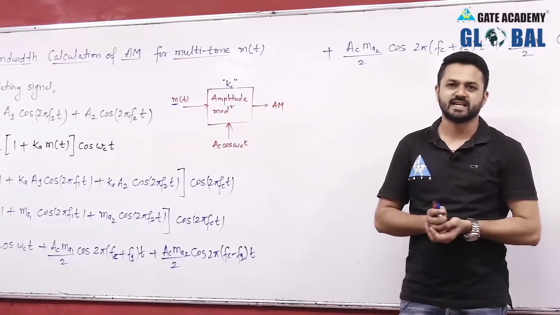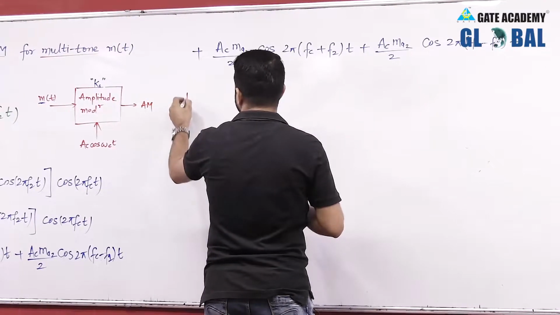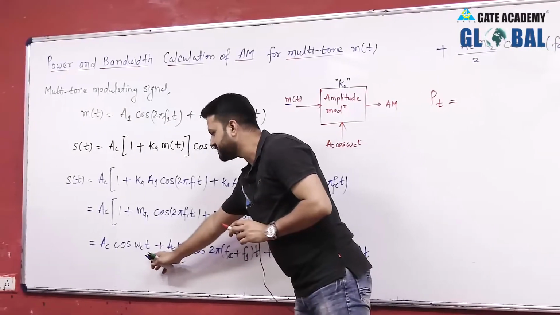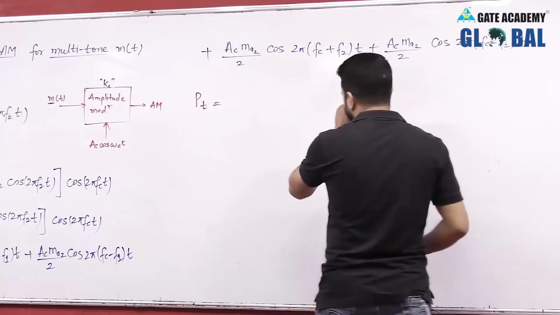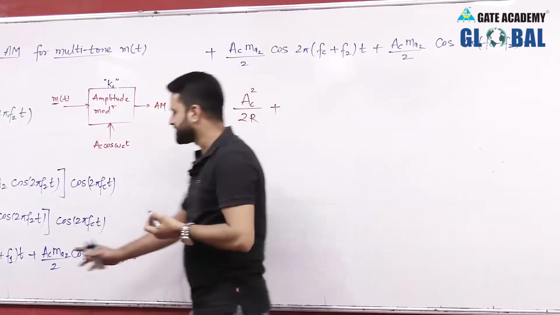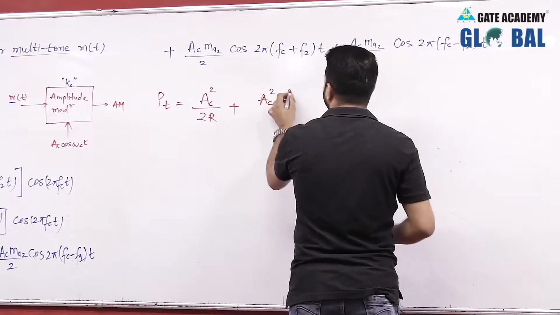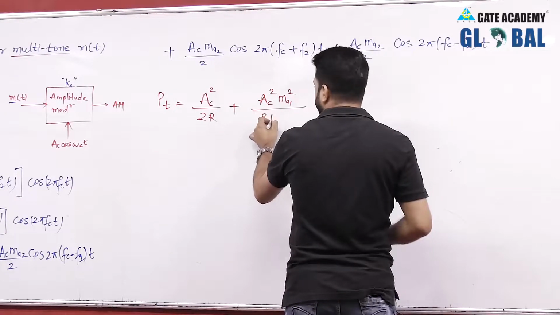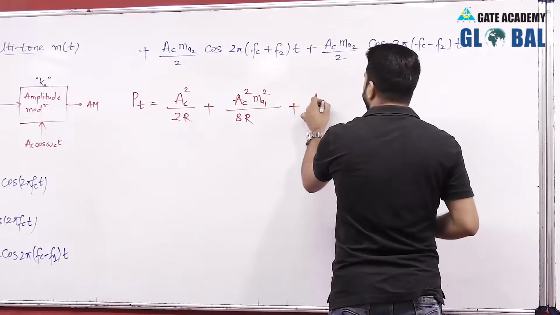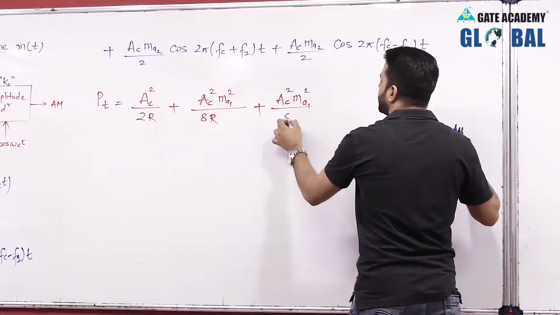Now we have to transmit this signal s(t). So if we want to transmit this signal s(t), the total power Pt is the power required for each term. So this is the first term, Ac cos omega c t, and the power required to transmit this will be Ac square by 2R, plus the power required to transmit this term, which we have calculated already. This is Ac square Ma1 square divided by 8R, amplitude square divided by 2, plus, and the upper sideband and lower sideband have the same amplitude, that's why this will be Ma1 square divided by 8R.